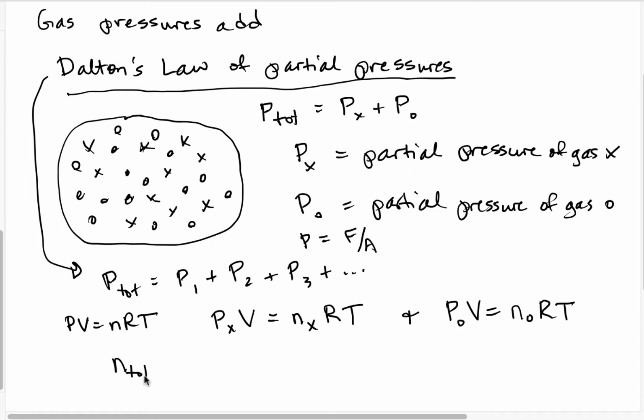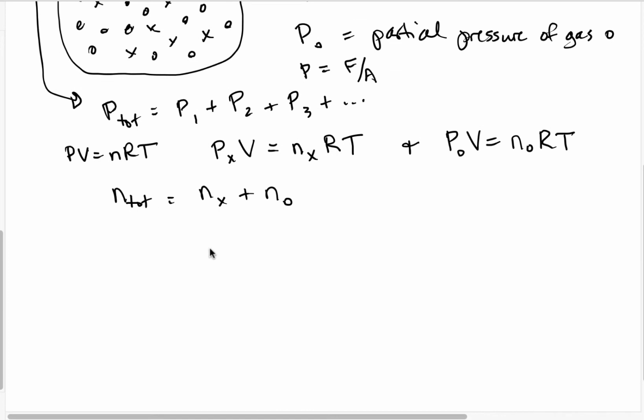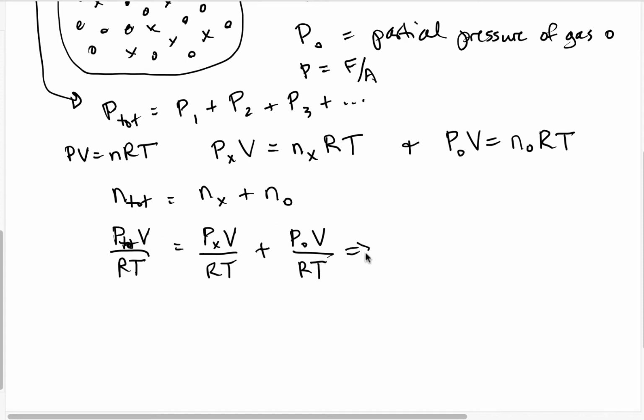So my total number of moles is the number of moles of each gas added up, right? And if I think about the ideal gas law in this context, then I could solve for the number of moles from the ideal gas law, and it would be P sub X V over RT, P sub O V over RT, and the number of moles would be P total V over RT, right? And so we can see that these RTs are all the same and these V's are all the same, and so this just reduces to give us Dalton's law.